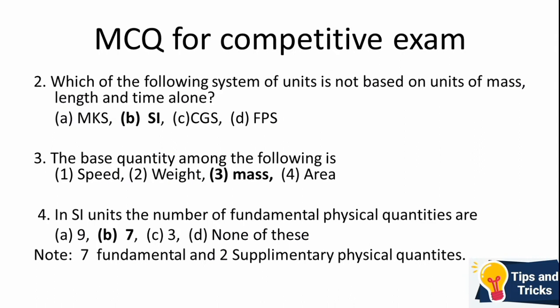Question number 4: in the SI unit system, the number of fundamental physical quantities is. Option A 9, option B 7, option C 3, option D none of these. We know that the SI system has 7 fundamental physical quantities and 2 supplementary physical quantities. Therefore the correct option is option B, that is 7.